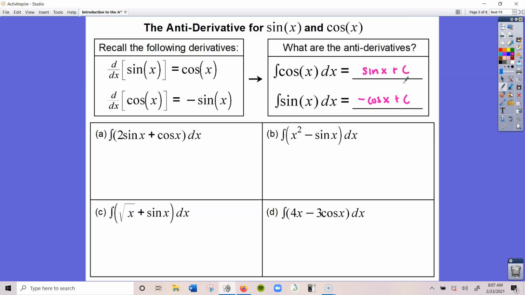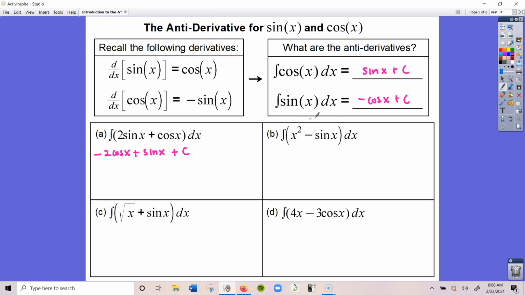So let's practice with a couple of examples. We have here the integral of 2 sine x plus cosine x dx. If you were to integrate that, the integral of sine x is negative cosine. Remember, coefficients just tag along. So this is negative 2 cosine x plus the integral of cosine, which is sine x. And then, of course, plus c. So that's it. This would be my answer. Nothing else you can really do with that.